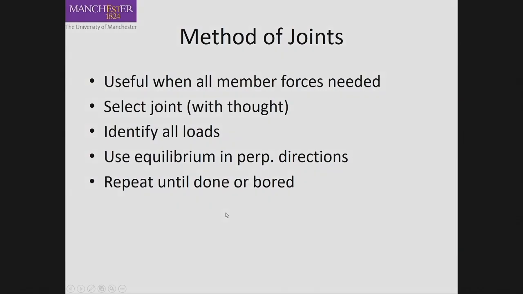So how do we analyze these structures? Of course, we need to know the loads, but how do we know whether these loads could cause the collapse of the structures or not? How do we know how much load percentage is getting into each of these members? There are two methods broadly. The first one is called the method of joints. This is useful when all member forces are needed, and we use each joint one by one, draw the free body diagram, and find the member forces using equilibrium equations.